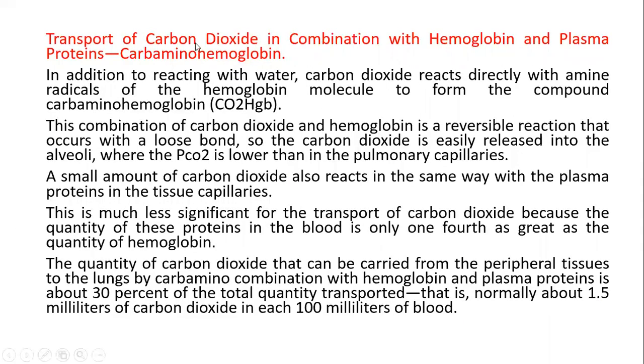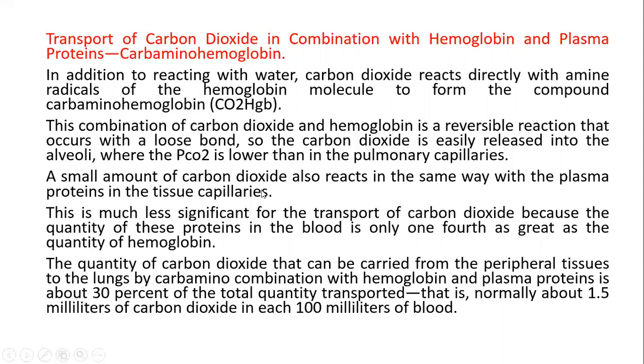The remaining 23% is transport of carbon dioxide in combination with hemoglobin and plasma proteins, which is carbaminohemoglobin. In addition to reacting with water, carbon dioxide reacts directly with amino radicals of the hemoglobin molecule to form the compound carbaminohemoglobin. This combination of carbon dioxide and hemoglobin is a reversible reaction that occurs with a loose bond, so carbon dioxide is easily released into the alveoli, where the PCO2 is lower than in the pulmonary capillaries.